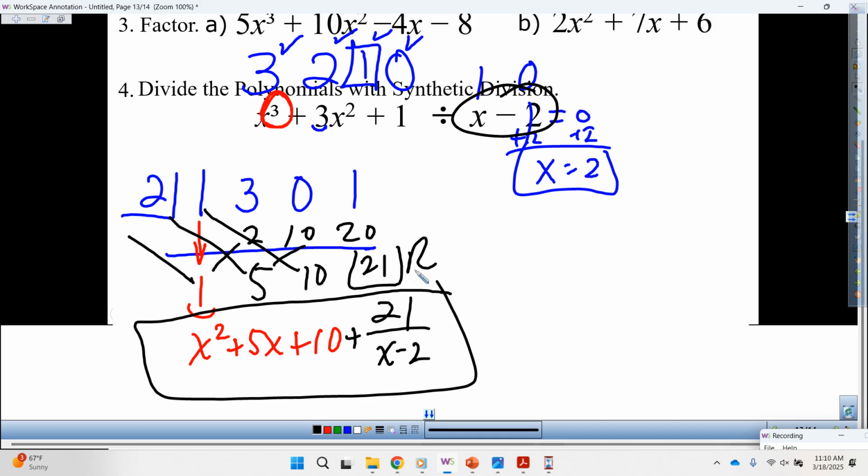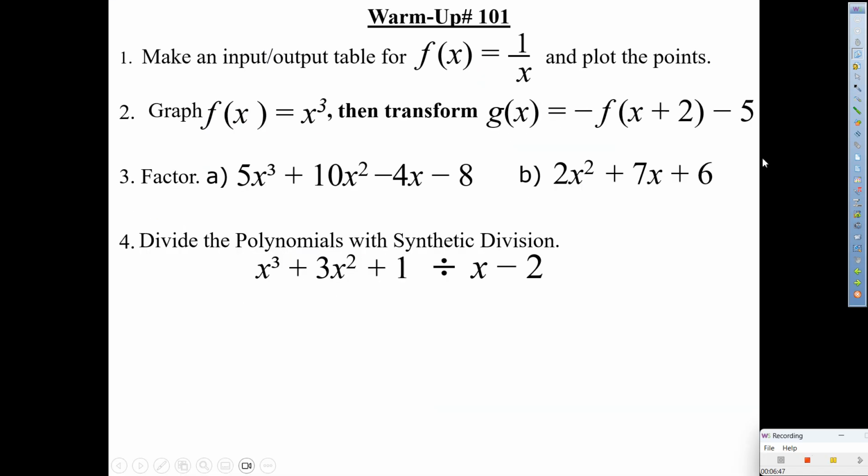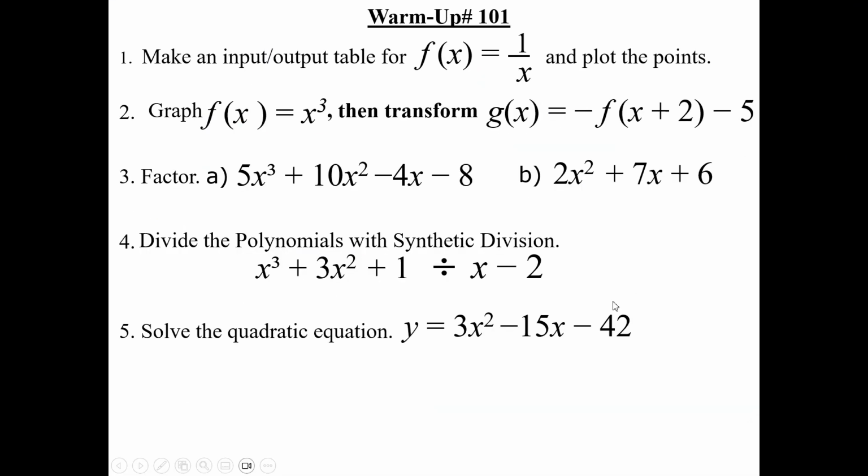Hands, have you got that by yourself? Yeah, by now we're experts because we need that for today. Trying to get us going right now. And number 5, solve the quadratic equation.